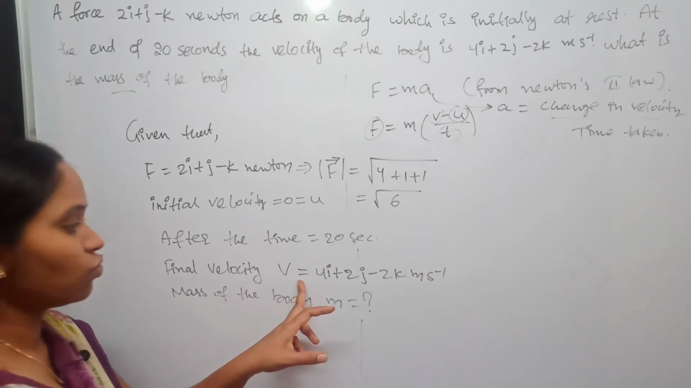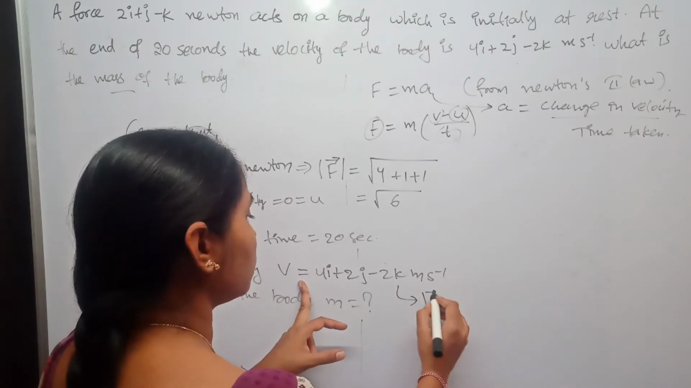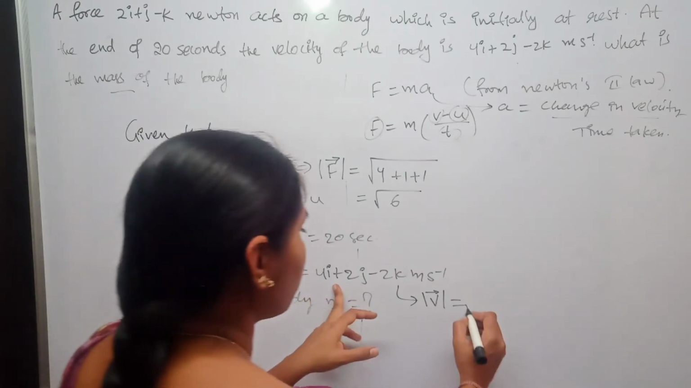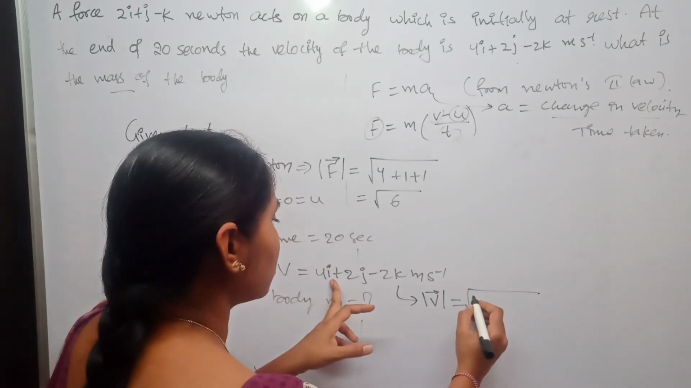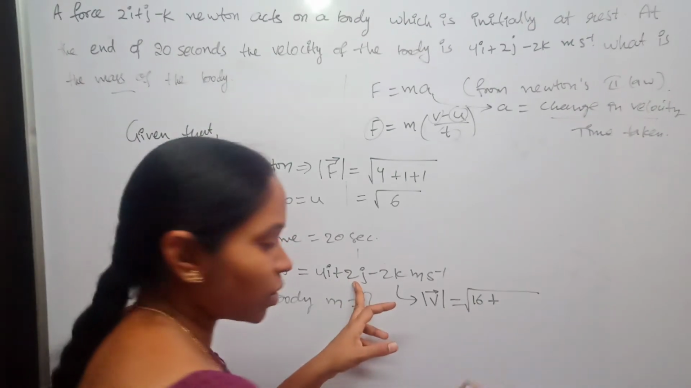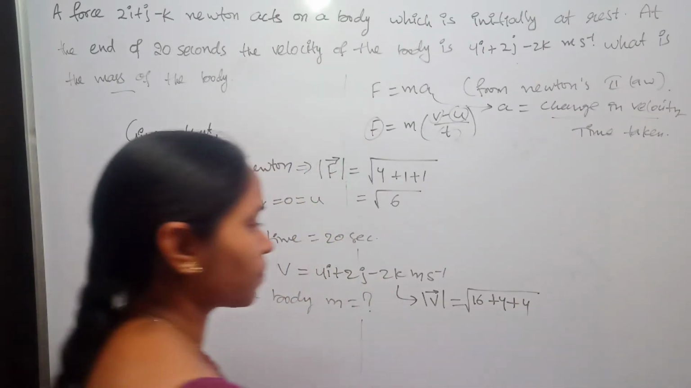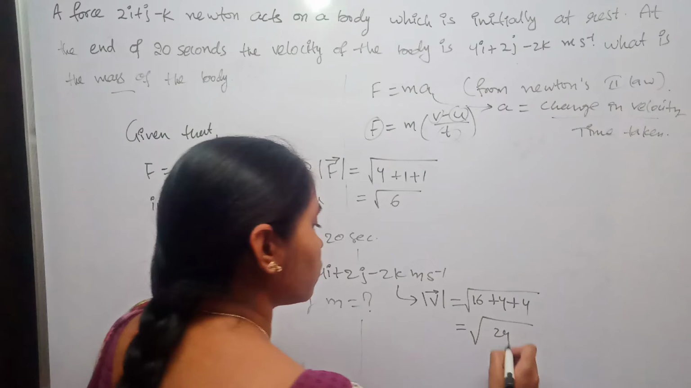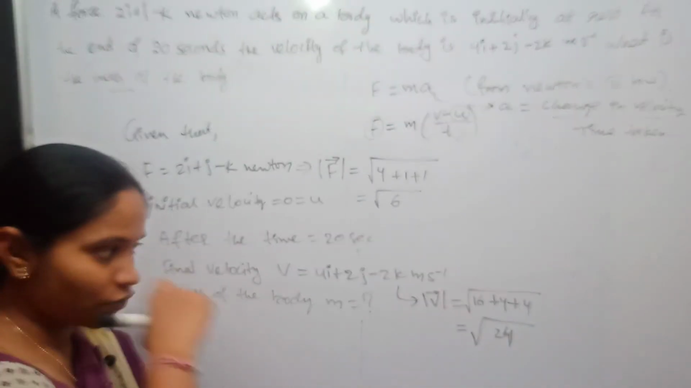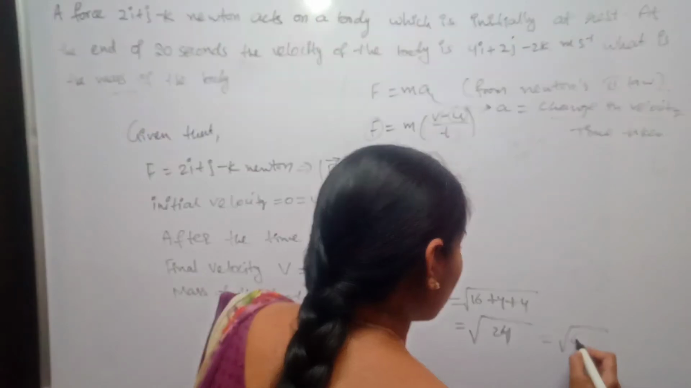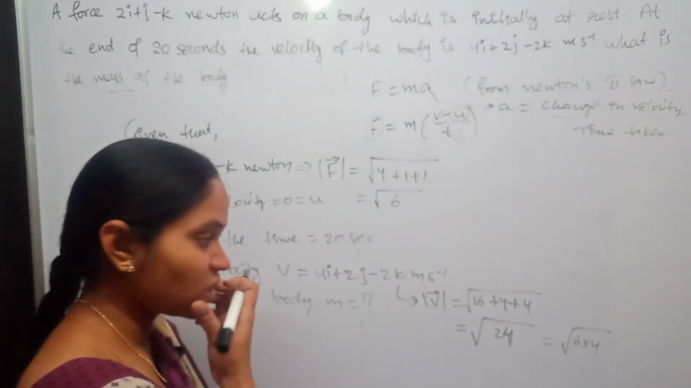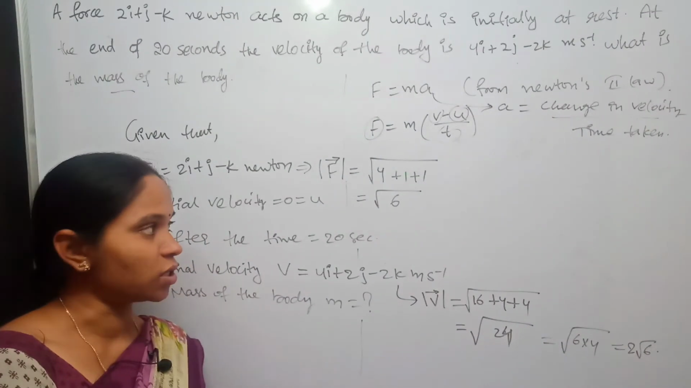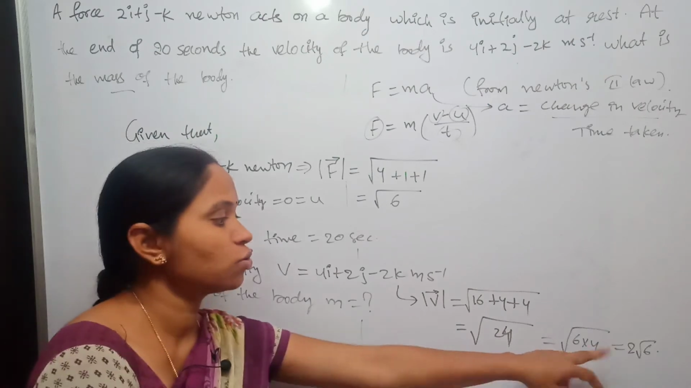And what is the magnitude of the velocity? Velocity is a vector, right? Magnitude of velocity is square root of 4 square, which is 16, plus 2 square, which is 4, plus 2 square, which is 4. This will be square root of 24. What is square root of 24? Square root of 24 is 6 times 4, which is 24. This will be equal to 2 root 6. Magnitude of velocity is 2 root 6.